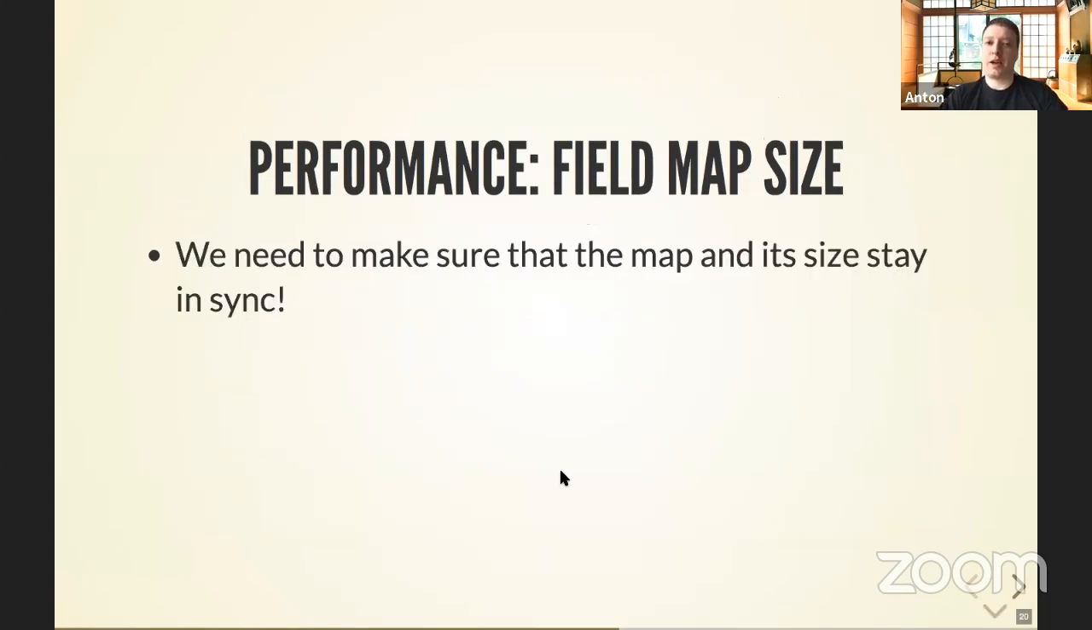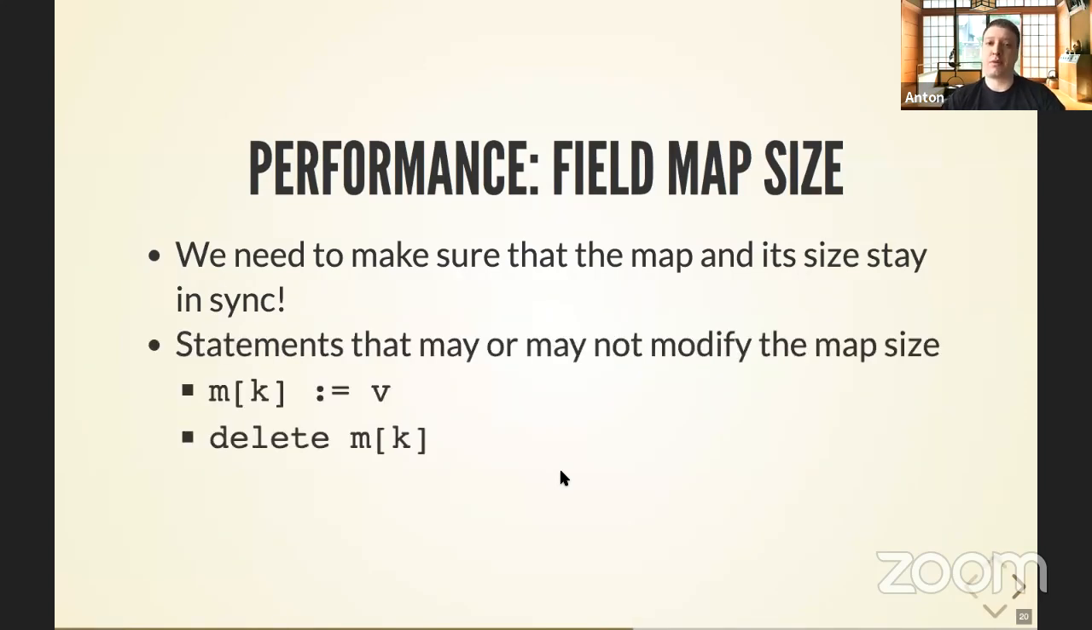Okay, but now we have a bit of a problem here. We need to make sure that the map and its size stay in sync. That's very important. And you have a couple of statements that may or may not modify the map size. For example, this operation either changes this key to be associated with this value, or if this key is not in the map, it adds a new key. So it looks like an array, but in fact it's not, because it lets your maps grow or shrink dynamically. So this might add a new key, so that might grow your account size, or might not, if you already have this account.